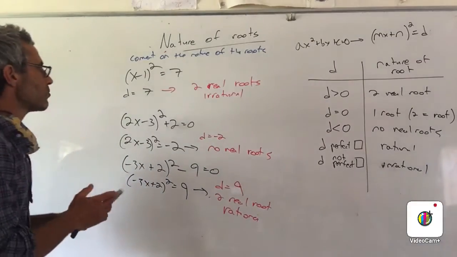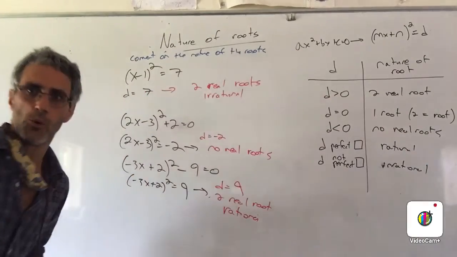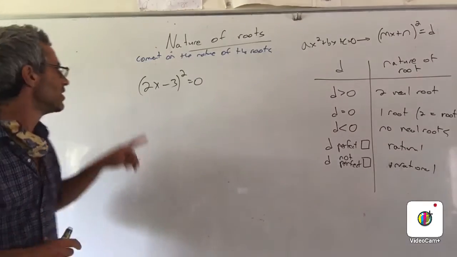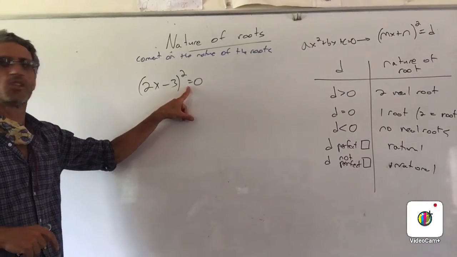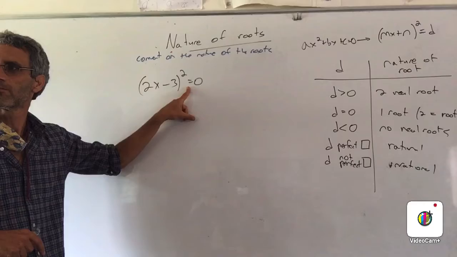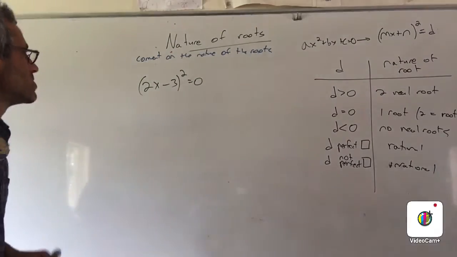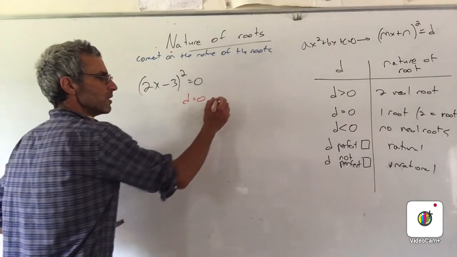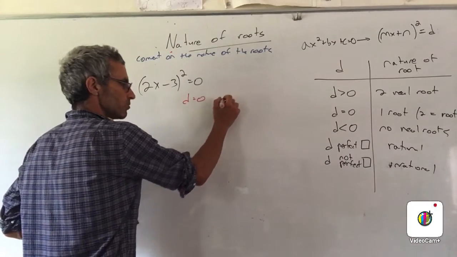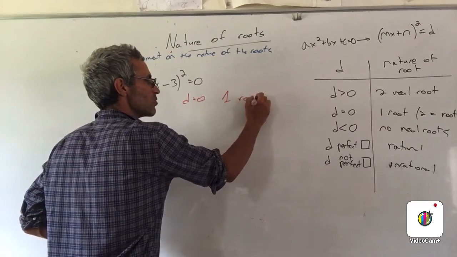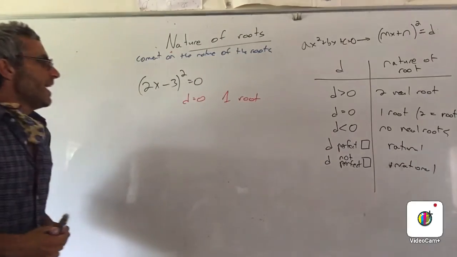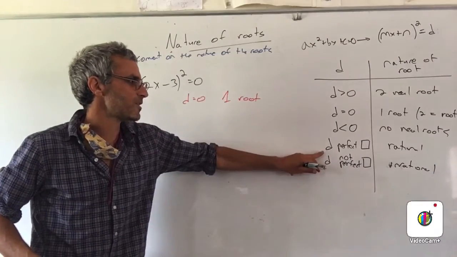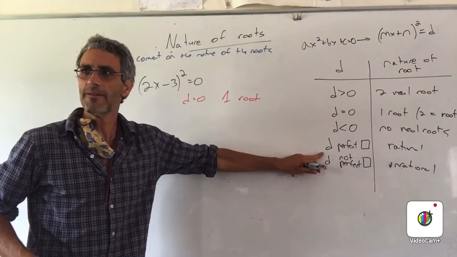Okay, maybe one more example. Let me just pause here. We're going to discuss and try and explain these rules a little bit. 2x minus 3 equal to 0. What is D equal to? 0. In other words, what do I know about this? One solution, one real root, equal roots. Is it rational or irrational? It's rational because 0 is a perfect square.